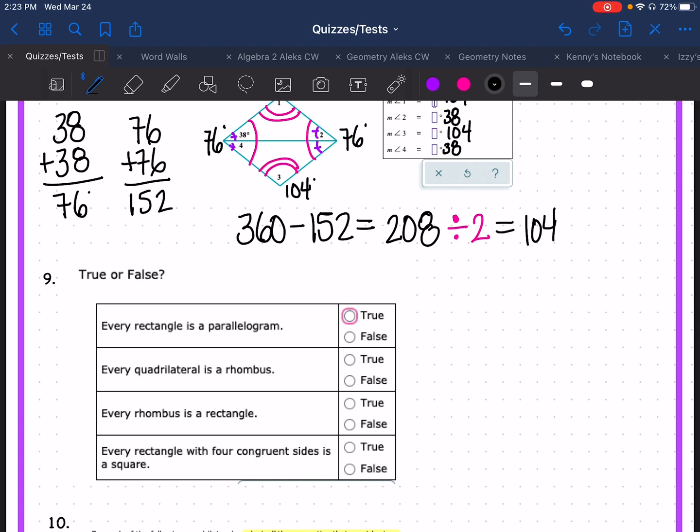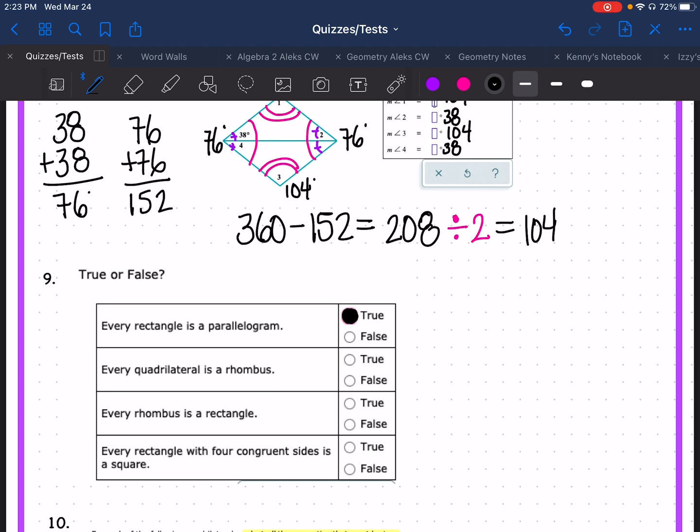Every rectangle is a parallelogram. Now that actually is true, because a rectangle is a parallelogram. It is both of them. So that one is true. But you wouldn't want to say it in the reverse. Every parallelogram is a rectangle? No, because some of them are rhombuses and some of them are squares.